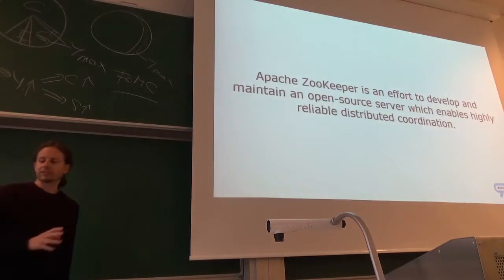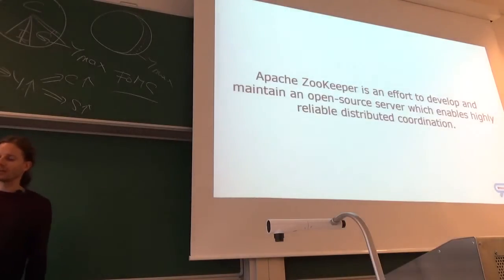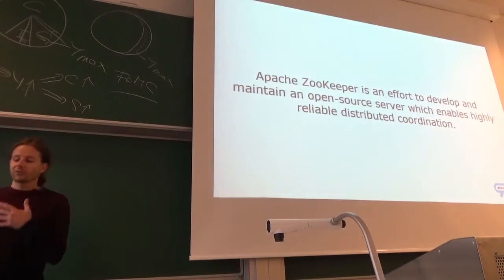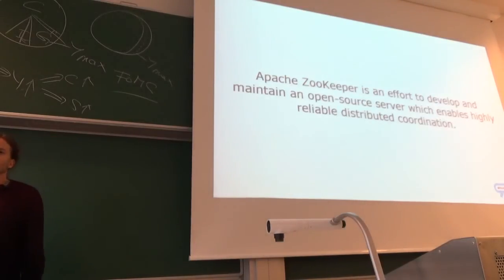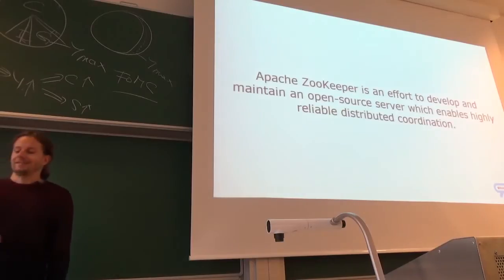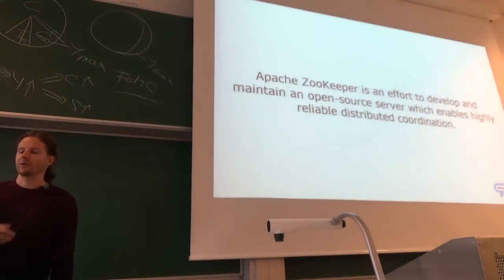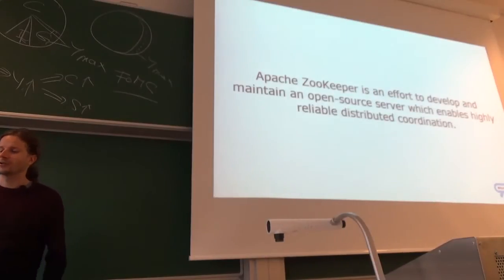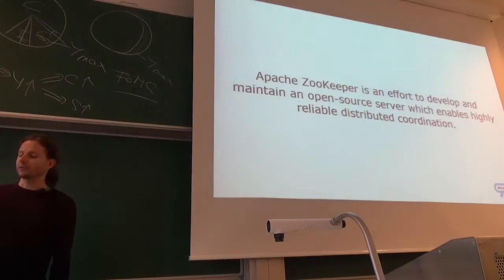That's the official definition of Apache ZooKeeper. So it's a pretty abstract definition of what it does. It's an open source server to build reliable distributed systems. I think this abstract definition is why most people don't know what it really does, because you can do a really wide range of different features all over the place using Apache ZooKeeper.